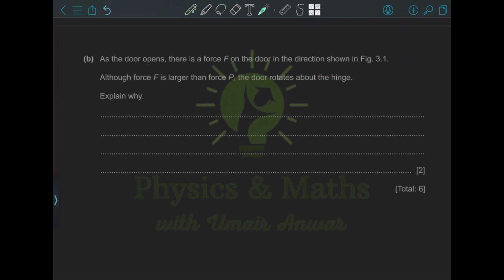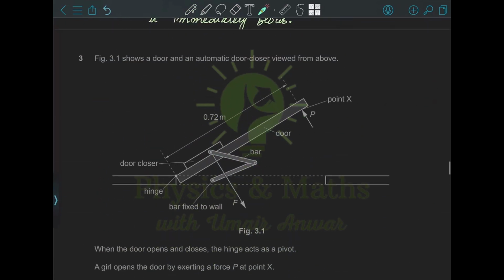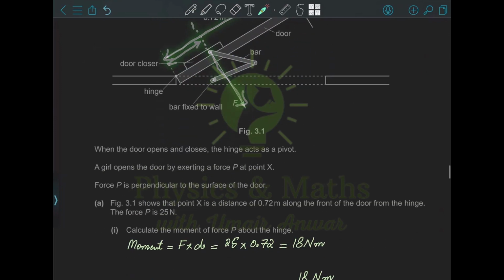As the door opens, there is a force F on the door in the direction shown in figure 3.1. So this force F is being exerted by the door closer, and it is being exerted in the opposite direction as the force for opening the door is being exerted. Since the door closer is connected with the door at this point, this is the line of action of force for this point. And the distance between the hinge and this force is quite lesser, as we can see, as compared to the distance of force P from the hinge.